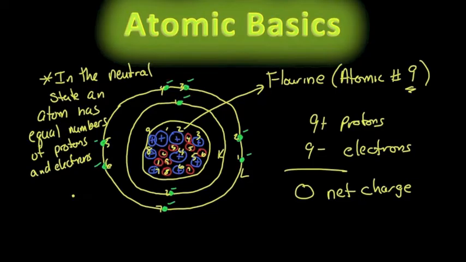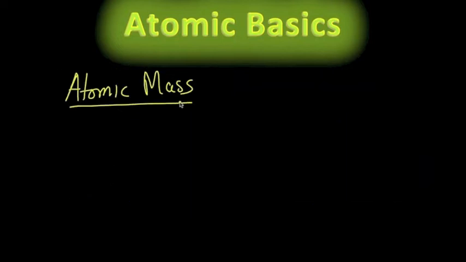Now that we know how to figure out the atomic number of an atom, let's talk about how we figure out the atomic mass of an atom. In order to calculate the atomic mass of an atom, we need to add up the number of protons in the nucleus plus the number of neutrons in the nucleus.